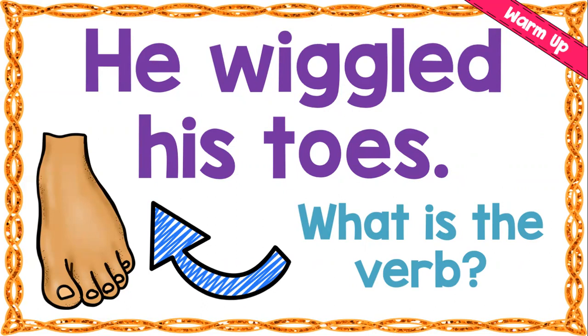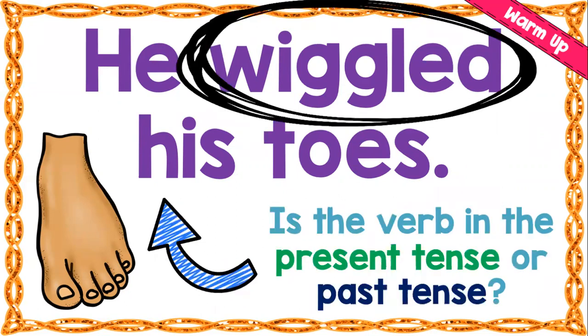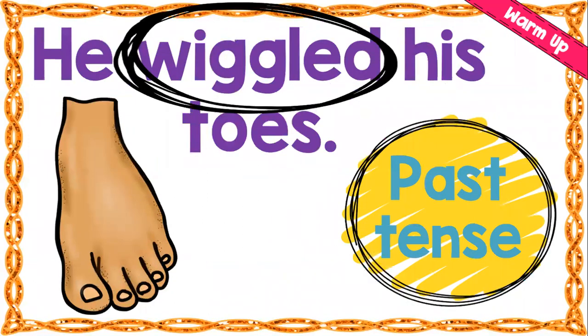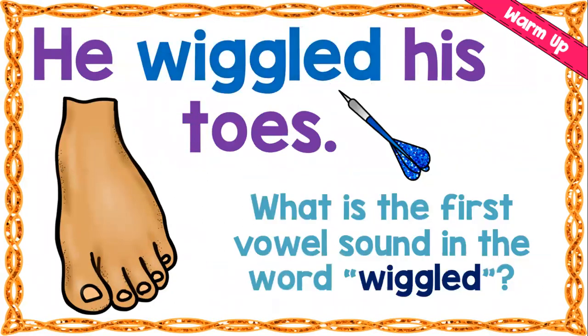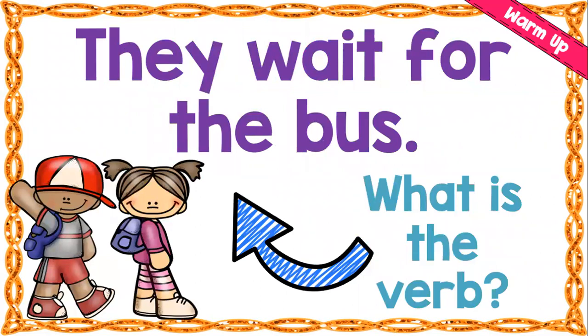Now, what's the verb in this sentence? He wiggled his toes. Wiggled, good. Is the verb in the present or the past tense? The past, right? Because it's got that ed at the end. He wiggled his toes. What's the first vowel sound in the word wiggled? E, good.